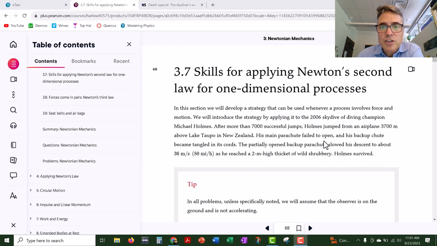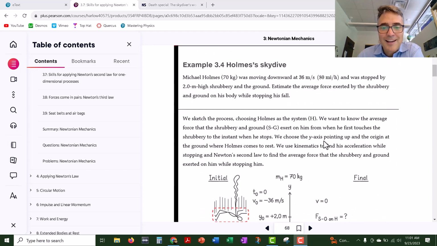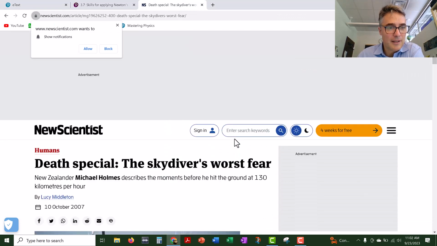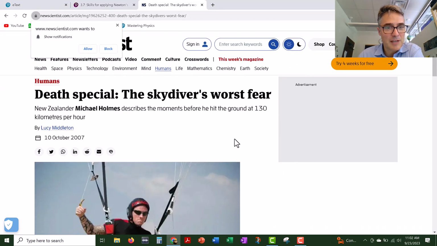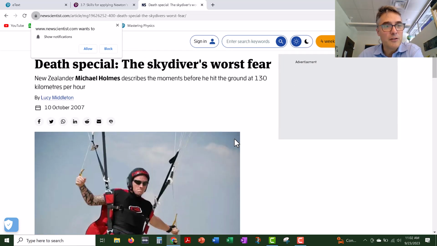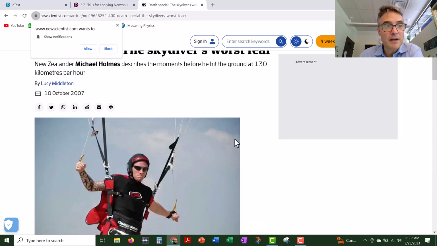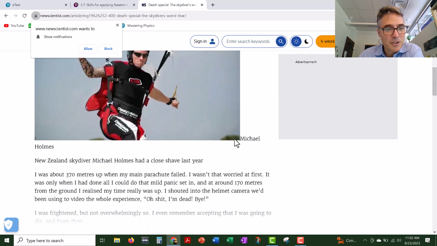3.7 is just a bunch of actual examples of how you solve problems using Newton's laws. The first one is actually about a real guy. You can look this up. There it is, a New Scientist article from 2007. Death Special, a skydiver's worst fear. New Zealander Michael Holmes describes the moments before he hit the ground at 130 kilometers per hour. So it talks about his parachute failing.